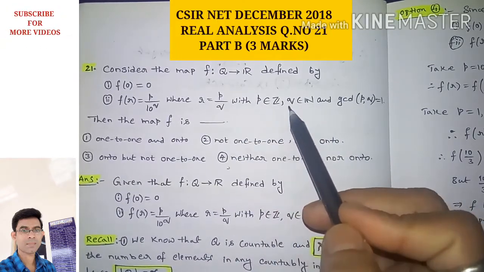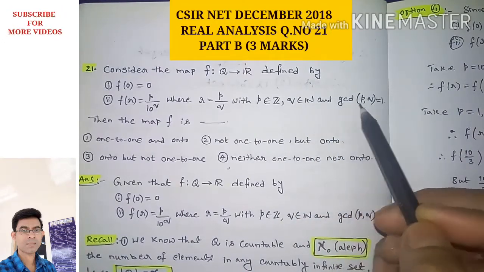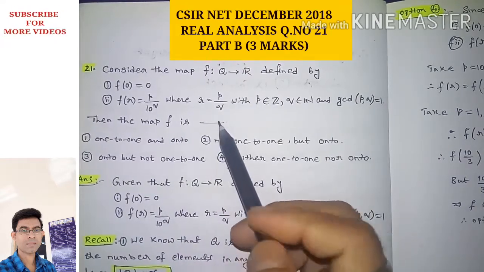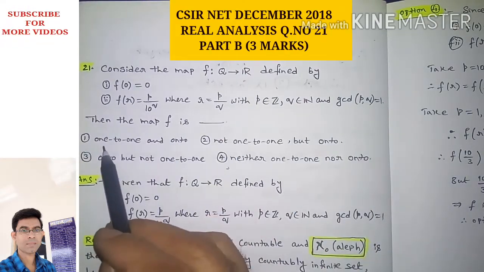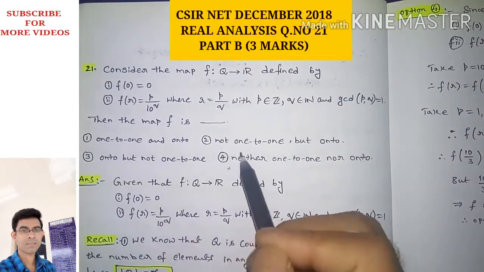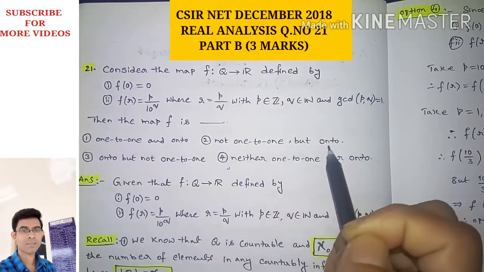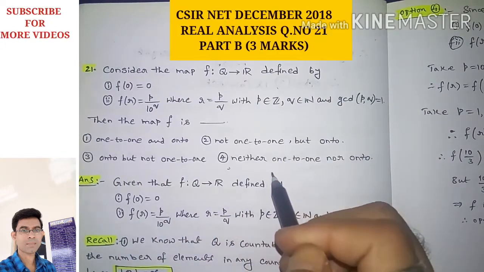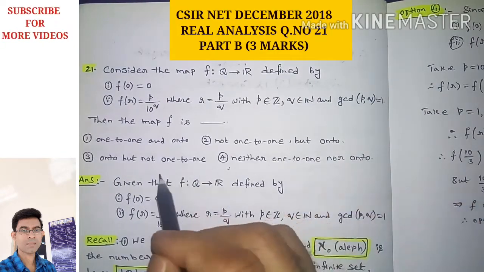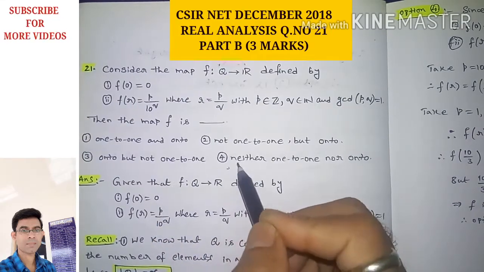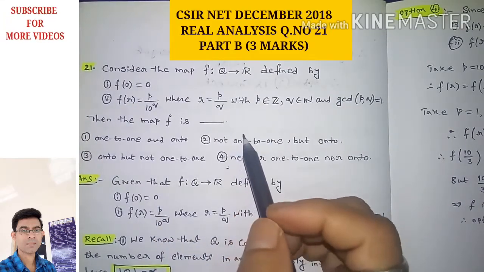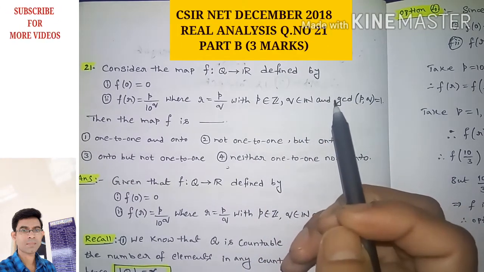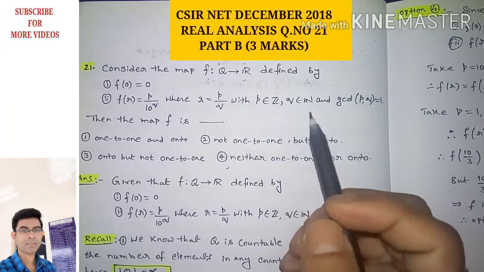Meaning p is an integer and q is a natural number, and GCD of p comma q is equal to 1. Then the map f is dash, and the four options are: option number 1, 1-1 and onto; option number 2, not 1-1 but onto; option number 3, onto but not 1-1; option number 4, neither 1-1 nor onto. So we have to choose one correct option from these 4. And here the question is about whether the given function is a 1-1 function or an onto function. So let us check the options.